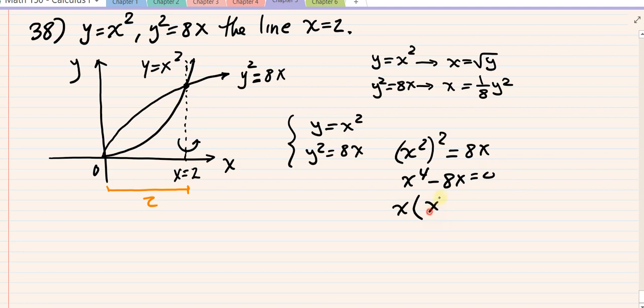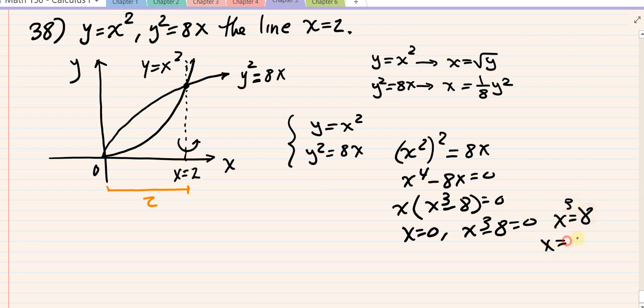Factor the x, we get x cubed minus 8 is 0. So that means by the zero factor principle, x is 0 or x cubed minus 8 is 0, which means x cubed is 8, or x is the cube root of 8, or 2. And there we have it. So the points of intersection are at 0 and 2.